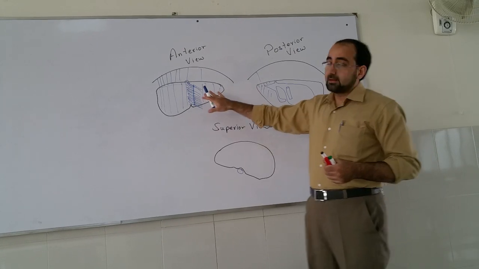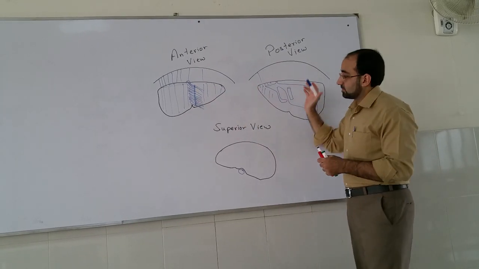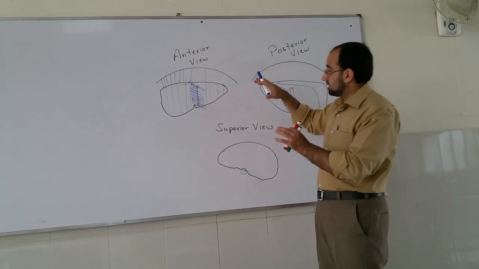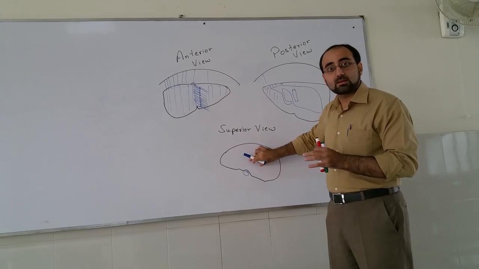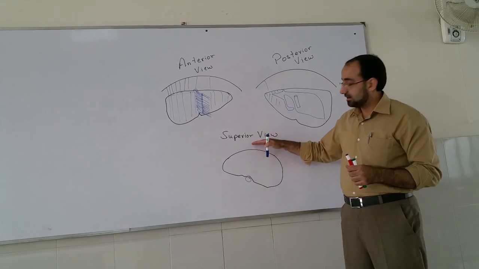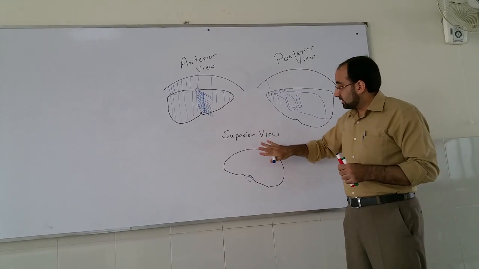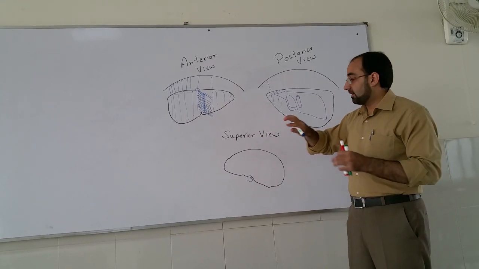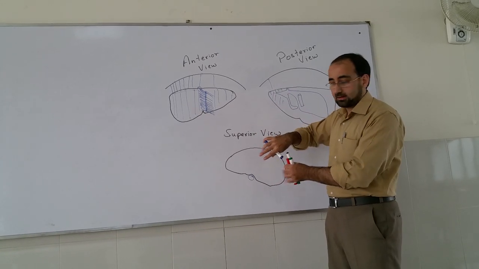Now this was the anterior approach, this was the posterior approach. Now we will see how these reflections are seen from the superior surface of liver. So this is the superior surface of liver, this is the posterior, and this is the anterior surface of liver. So in this we have removed the diaphragm, and we are looking at the liver from the superior aspect.